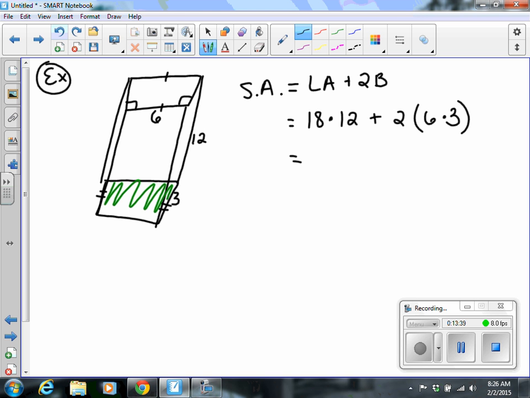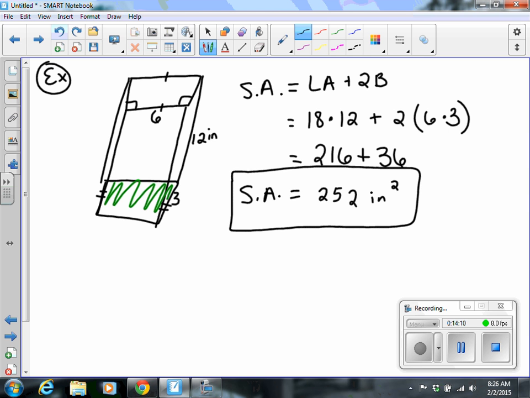So looking at this, I now have 216 plus 12 times 3 gives me 36. Oh, I'll put a label here. Say we're in inches. So then I get 252 inches squared as my surface area. Final answer.